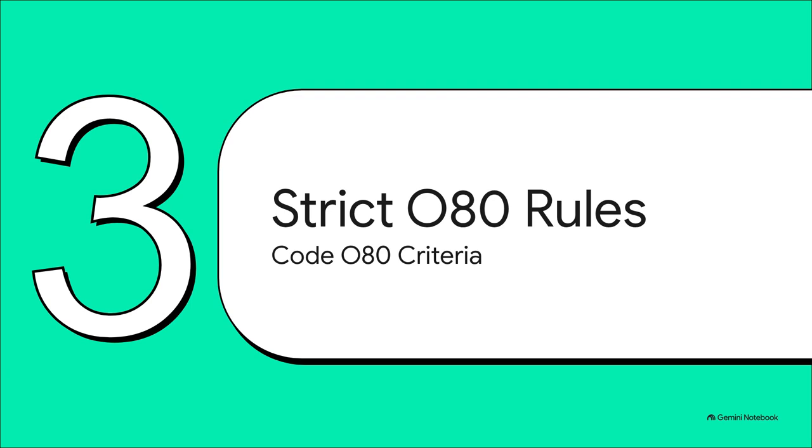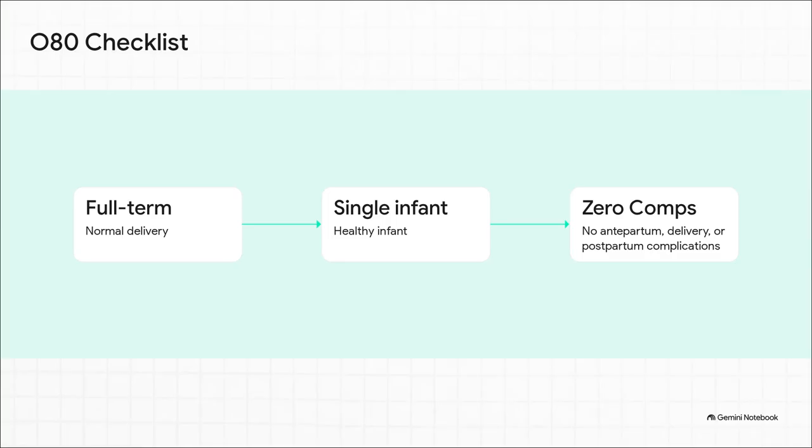All right, let's look at Section 3, the strict O80 normal delivery rules. Code O80 is essentially the unicorn of obstetric coding. You really need to treat these requirements as an absolute unforgiving checklist. Let's run through it. Was it a full-term normal delivery? Yes. Single, live-born, healthy infant? Yes. Were there absolutely zero maternal or fetal complications during the antepartum, delivery, and postpartum phases? Yes.